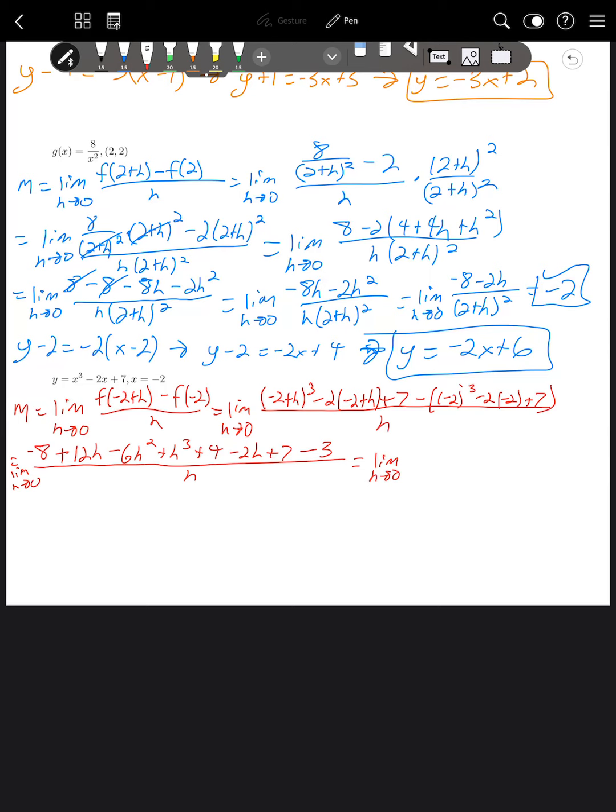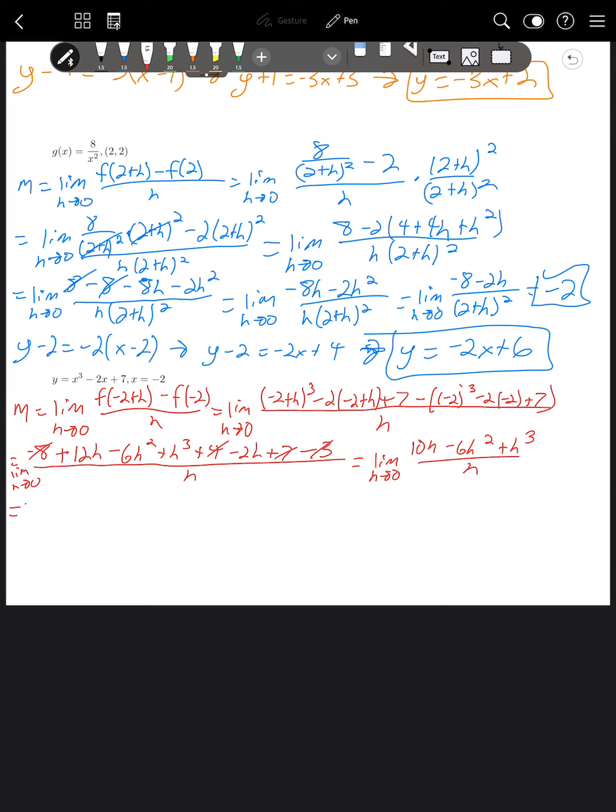So I'm worried there's a typo here that I did something wrong. So let me check my work real quick. Oh no, I'm okay. Okay, so combine like terms. So negative 8 plus 4 is negative 4, plus 7 is 3, minus 3 is 0. So these actually all cancel each other out. And then we can combine any other like terms. So 12h minus 2h is 10h, minus 6h squared plus h cubed all over h.